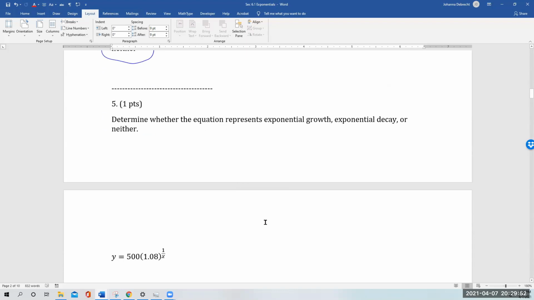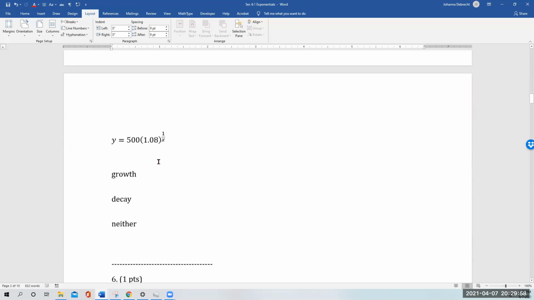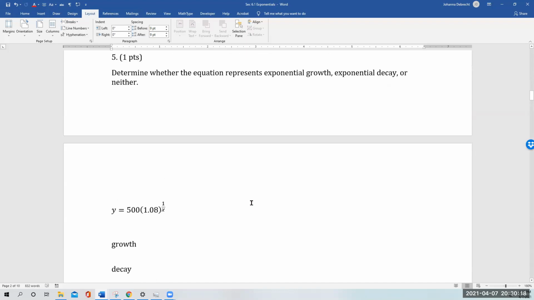Determine whether the equation represents exponential growth, exponential decay, or neither. In this particular problem, we have 500 multiplied by 1.08 raised to the 1 divided by x power. What we have is a power that does have the variable in it, but it is not either exponential growth or exponential decay, because exponential growth would have the 1.08 raised to the x power, and exponential decay would have a fraction instead of a number larger than 1 raised to the x power.